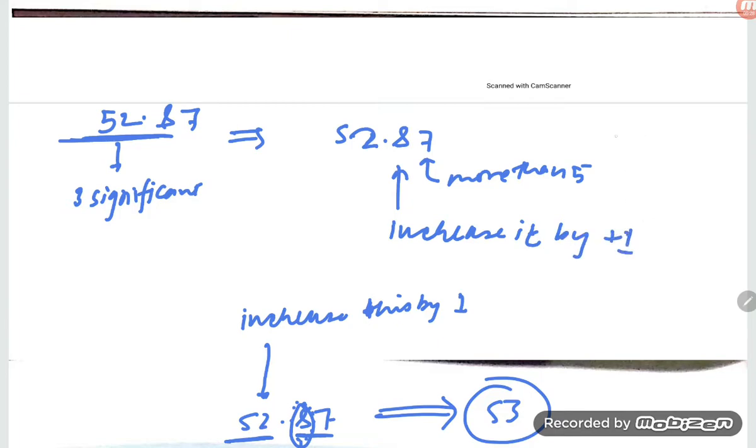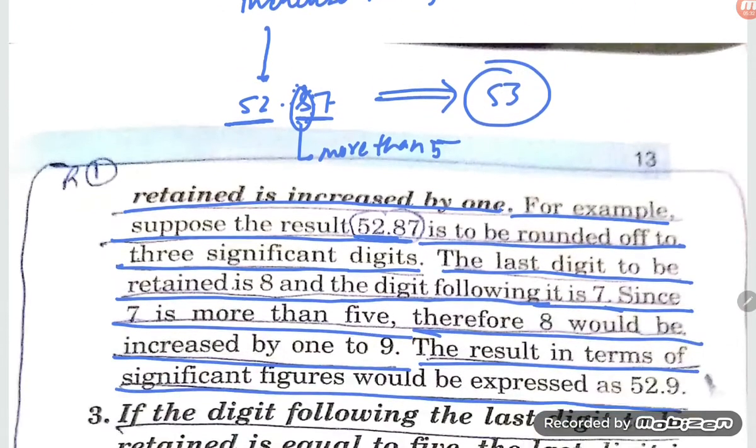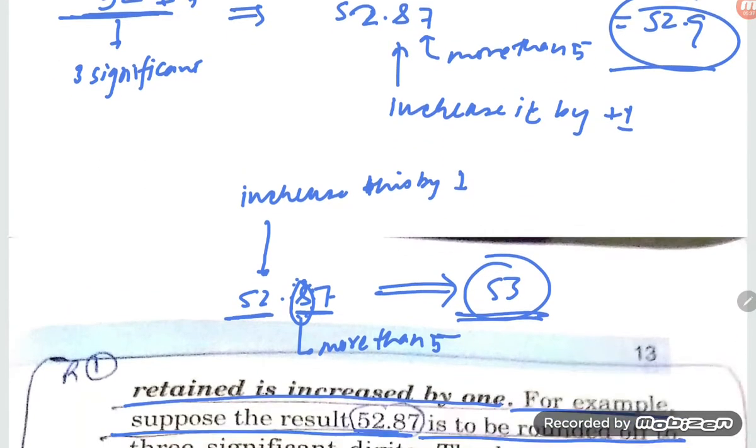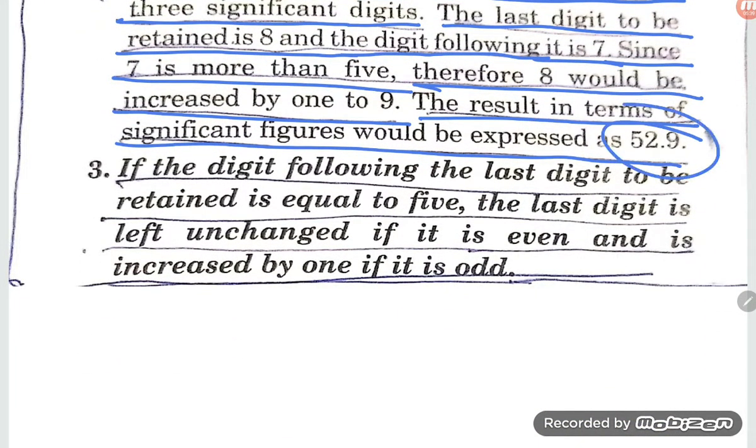So our required answer will be 52.9. This is the rounded figure. For 2 digits it is 53, for 3 digits it is 52.9. You can check it out here, 52.9.